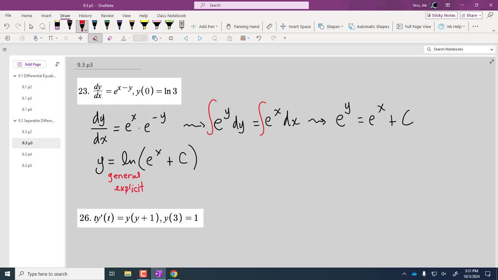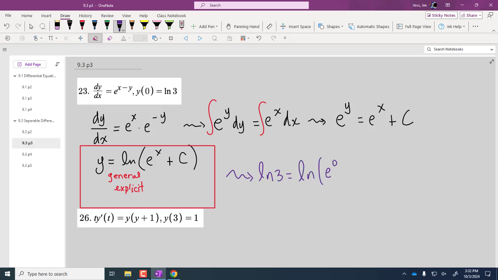Okay, so now we go with our initial value. So here's our solution to the first part. Now to get to the second part, we are told that the initial value is natural log of 3, which will equal this when x is 0. So e to the 0 plus c. Now we have to solve that for c.